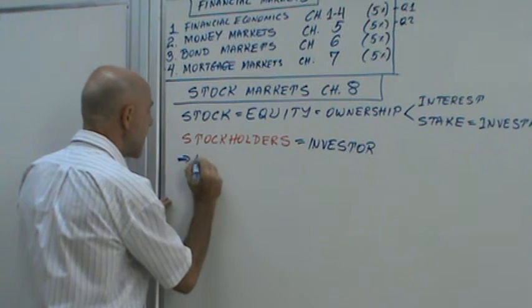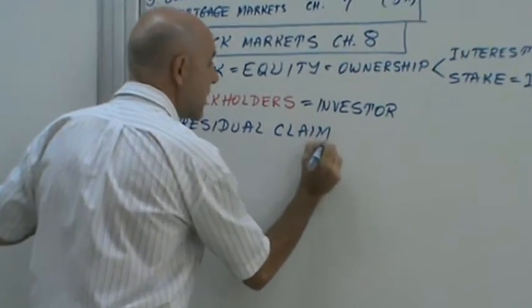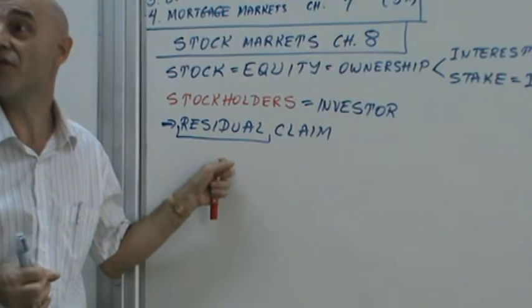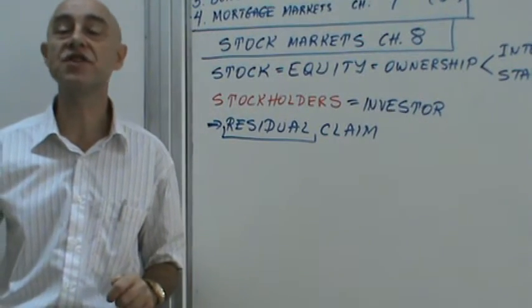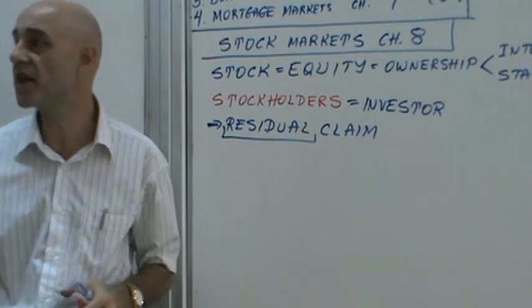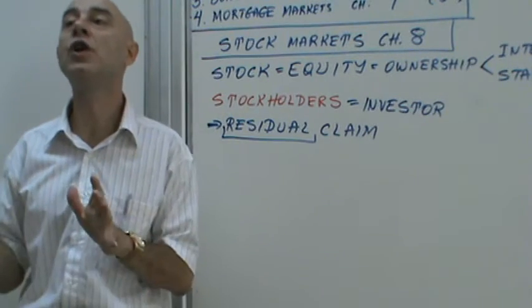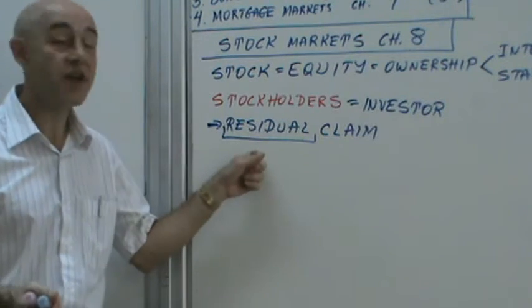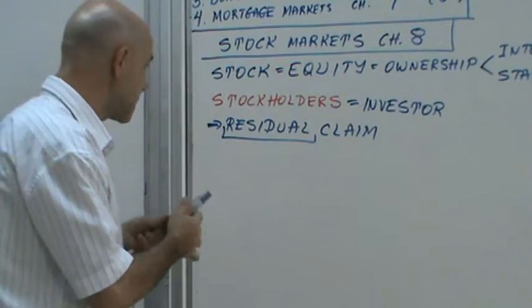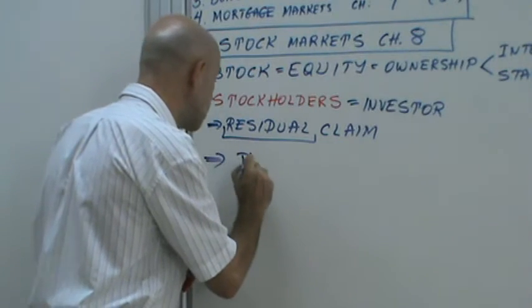Stockholders, the key is that they have a residual claim. The word residual means that you collect or get everything after all obligations have been paid off. After you paid the salaries, after you paid interest, after you paid bondholders, after you paid taxes, after you paid your electricity bills, after you paid all liabilities, you get whatever is left over. That means residual claim. It also means that you are the most junior of all claimants.